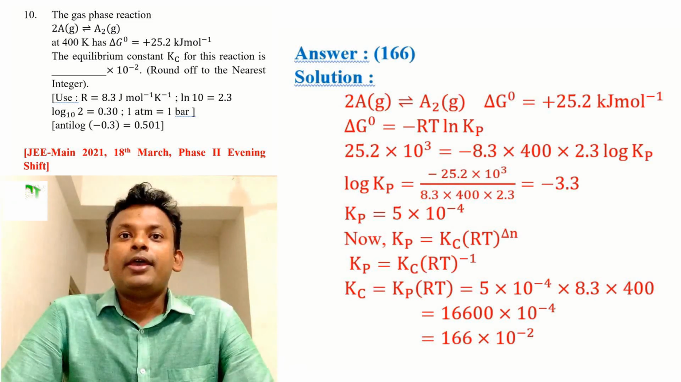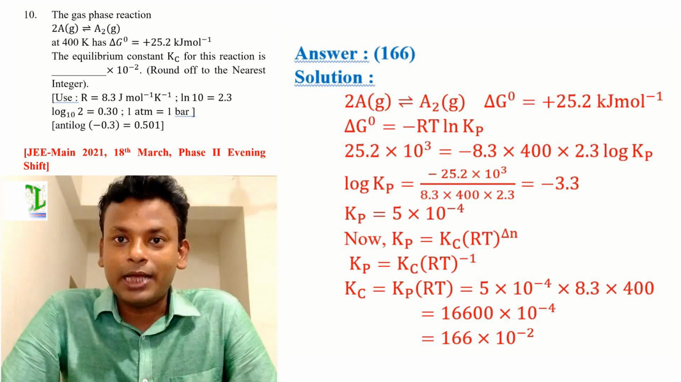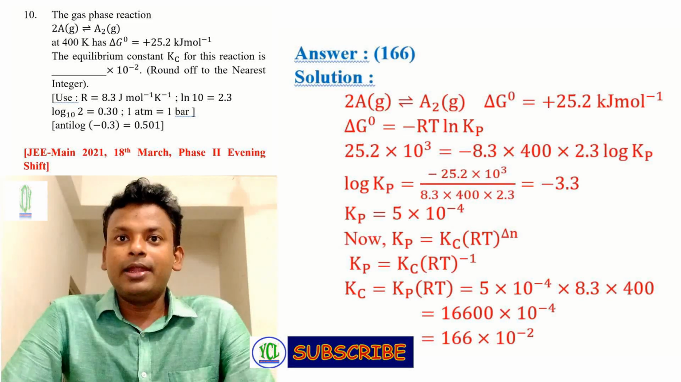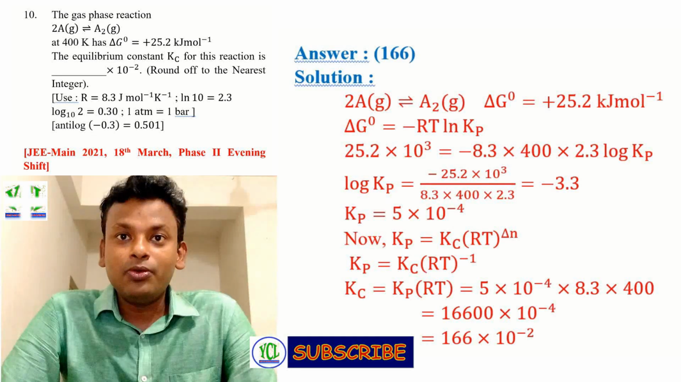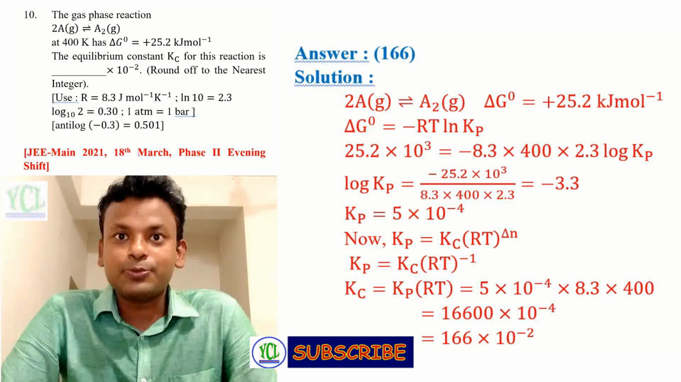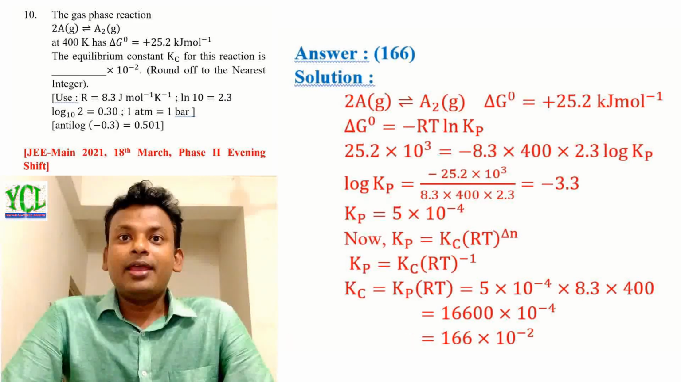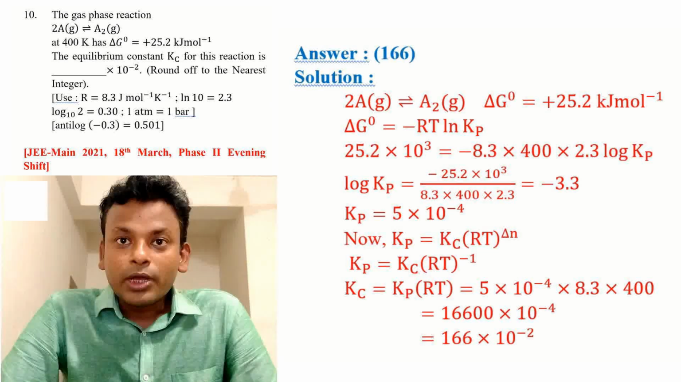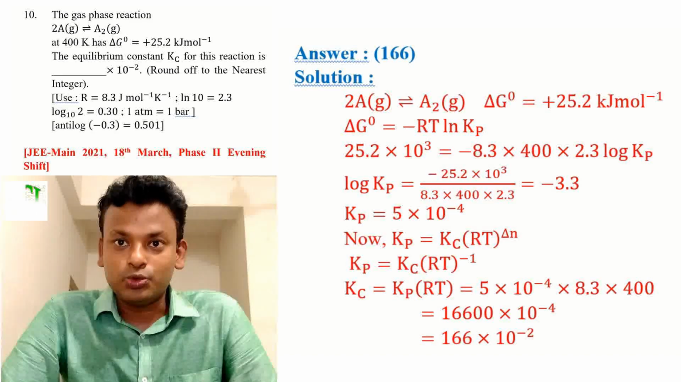We know that given reaction 2A gives A2, del G0 equals to plus 25.2 kilojoule per mole, and del G0 equals to minus RT ln Kp. Putting all the values, Kp equals to 5 into 10 to the power minus 4. We know that Kp equals to Kc into (RT) to the power del n, here del n equals to minus 1, and so Kc equals to 166 into 10 to the power minus 2. So answer is 166.